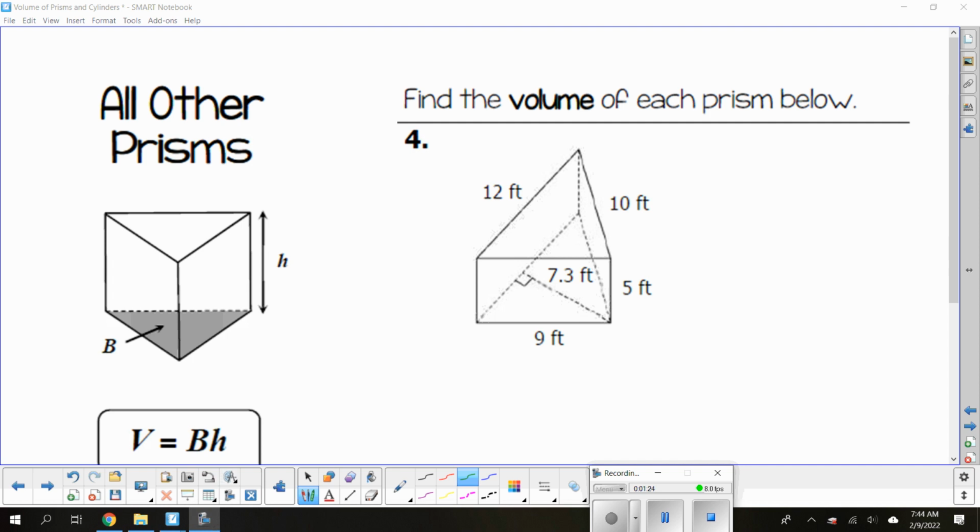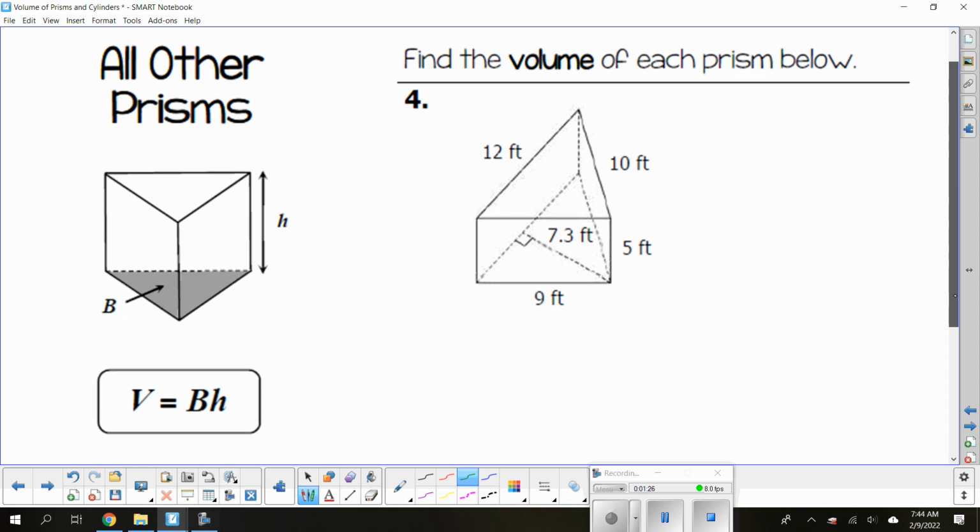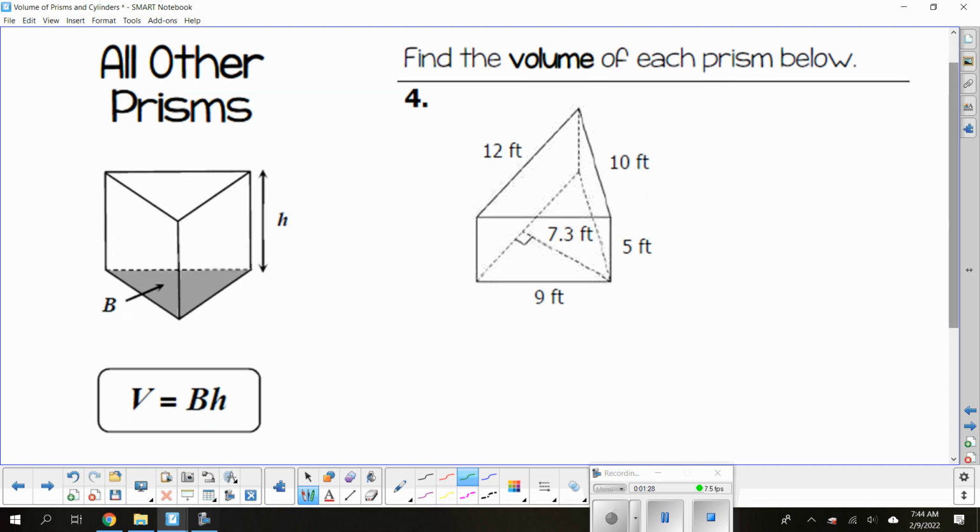If you look further down on page number 4, we start into other types of prisms. So our base shape is what defines our prism, like we talked about yesterday. Our base shape could be a triangle, a trapezoid, a parallelogram, a rectangle, and that would determine the type of prism we have. Now, for rectangular prisms or cubes, it's always length times width times height. But for our other prisms, it becomes big B times H.